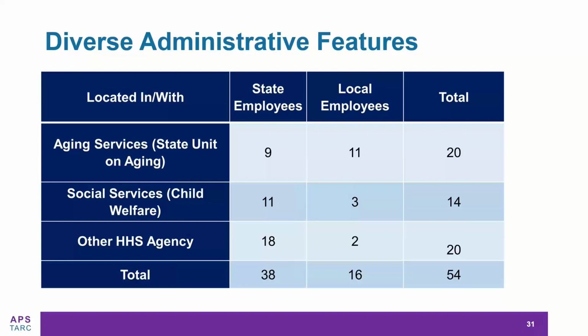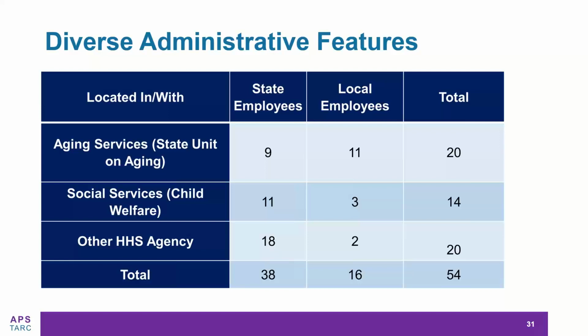So it looks like state employees and other health and human service agency is the most frequent model there. I will tell you that, is it aging, social services, or other? That is art, not science, in figuring that out for the agencies, because state models of organization are complex and none of them are the same.